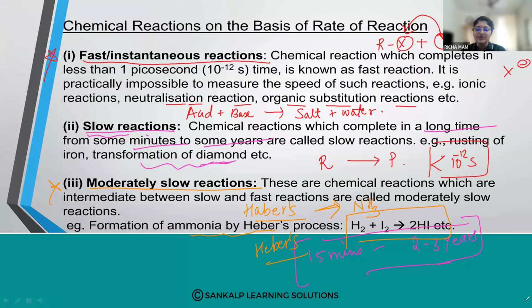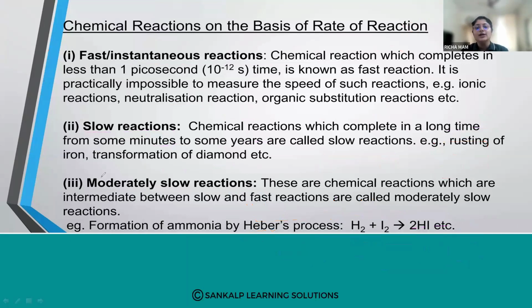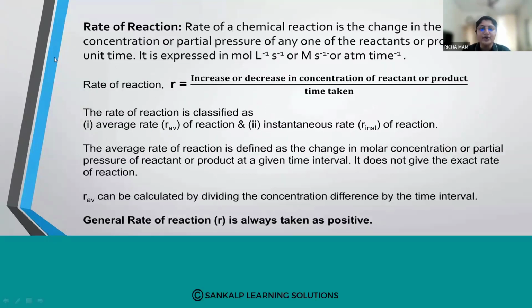Okay, let us go for the next one. So these are the three different types of reactions: fast or instantaneous reaction, slow reaction, and moderately slow reaction. So next we are going to study what is the rate of reaction.